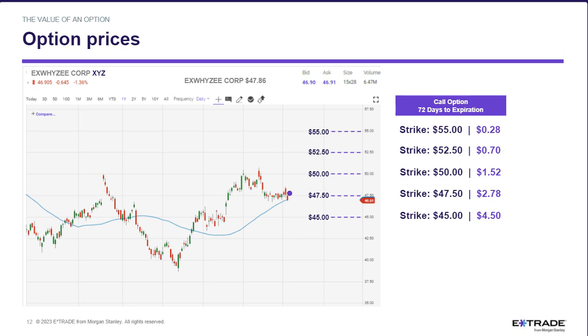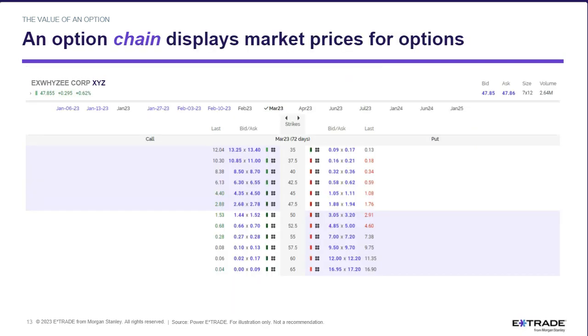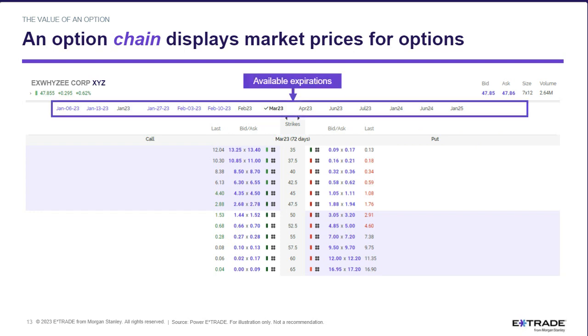So let's look at where these prices come from. It comes from what's called an option chain. So an option chain, again, a term that was invented decades ago and persists to this day, certainly has some applicability in the way it's displayed. It's basically a table of prices and information.